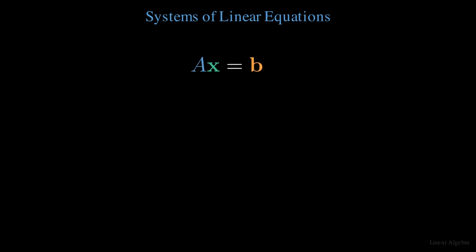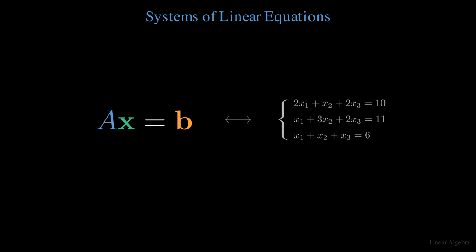This notation is more than shorthand. It turns a whole system into a single object, one we can compute with. The next question is obvious: is there a systematic recipe that solves any system, no matter the size? There is. It is called Gaussian elimination, and it is where we go next.